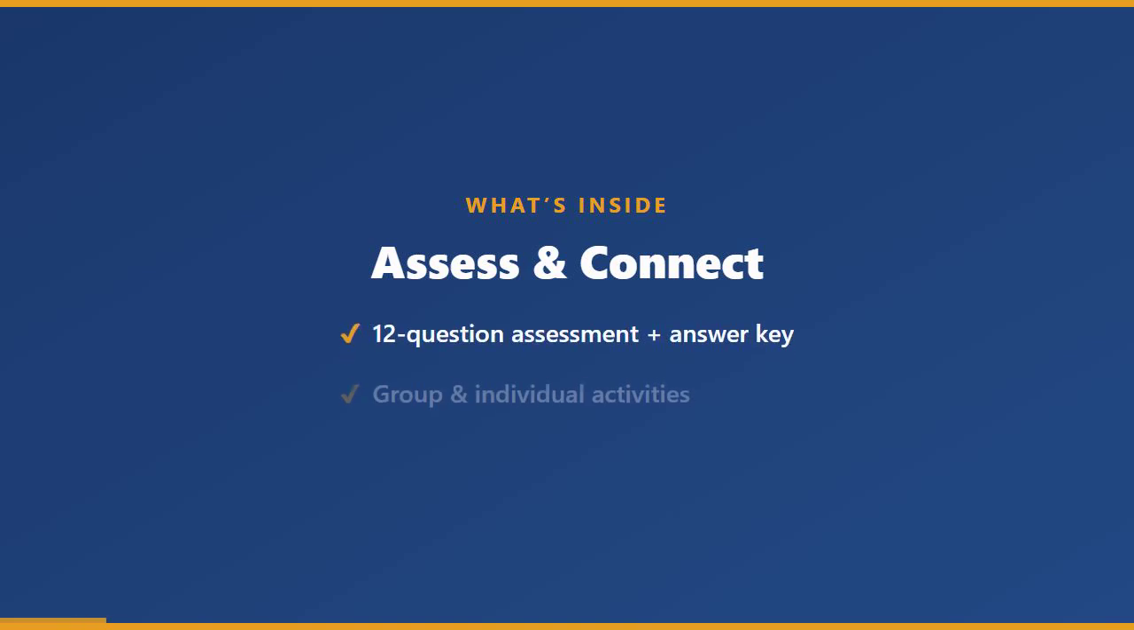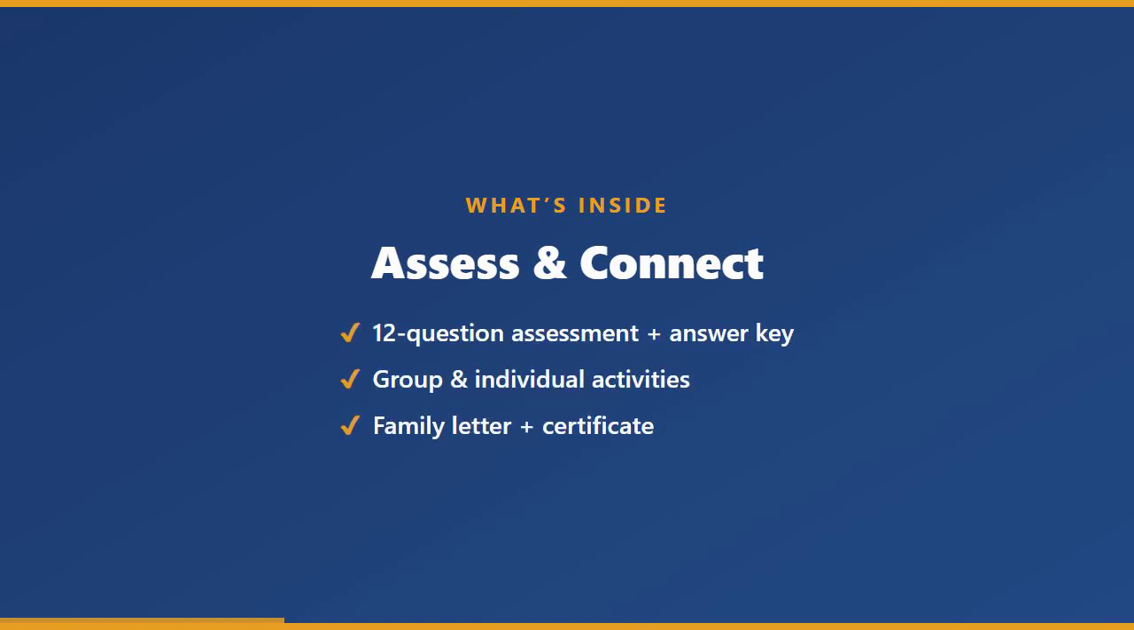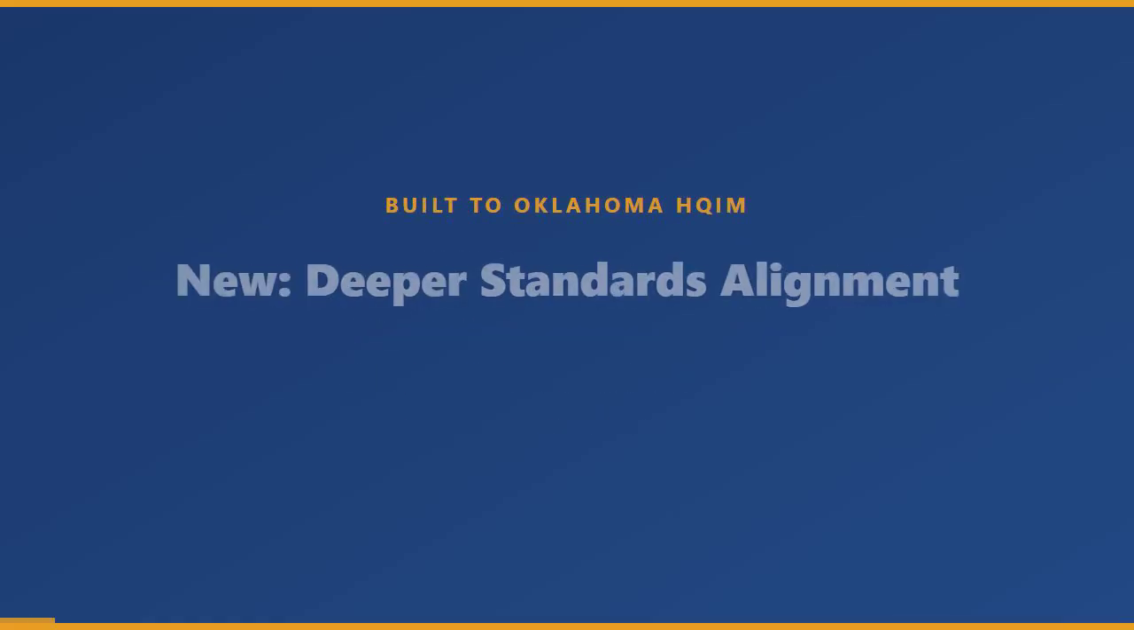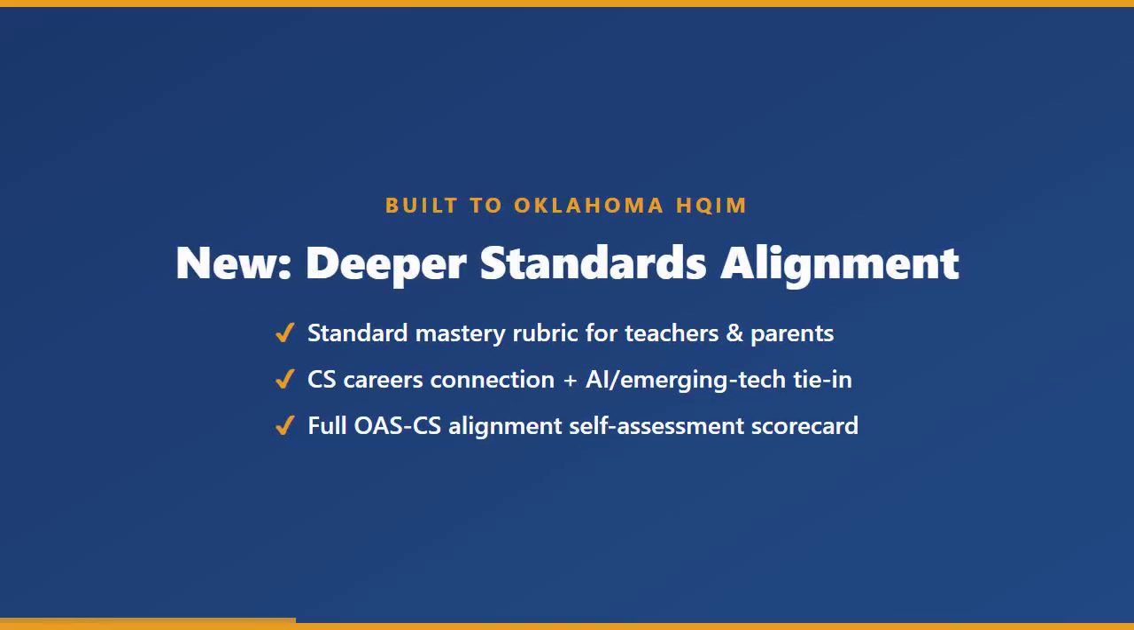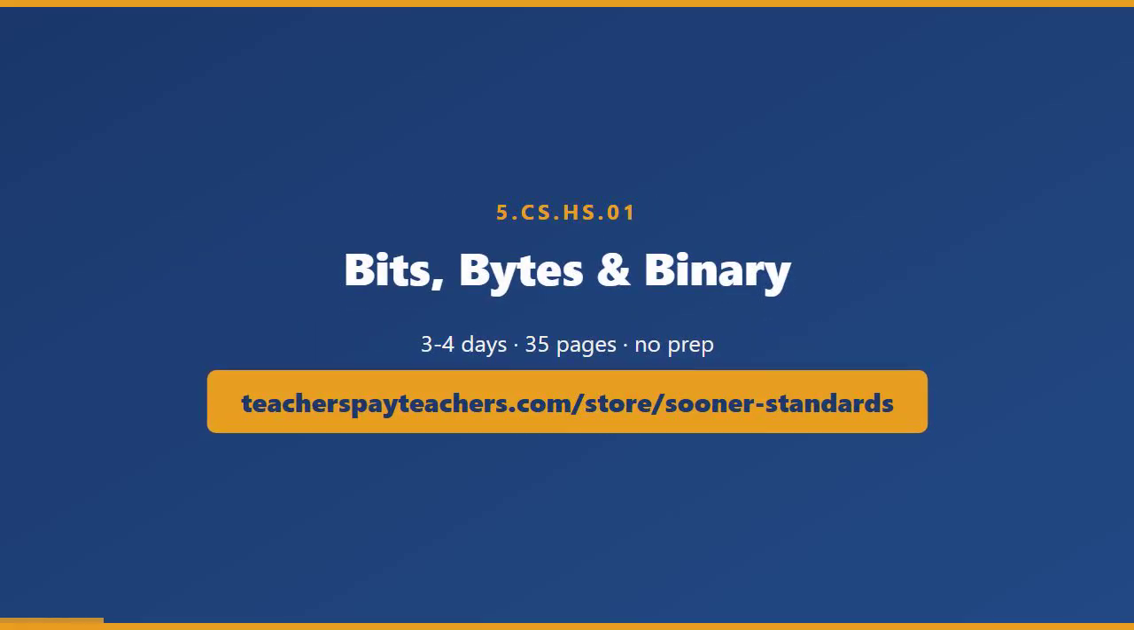New this update, a standard mastery rubric for teachers and parents, a visual information to bits comparison chart, a CS Careers connection, and an AI connection, all built to the Oklahoma HQM rubric. Plus a 12-question assessment with answer key, group and individual activities, vocabulary puzzles, a family letter, and a certificate of achievement. That's 3 to 4 days of no prep, HQM-aligned instruction across 35 ready-to-print pages.